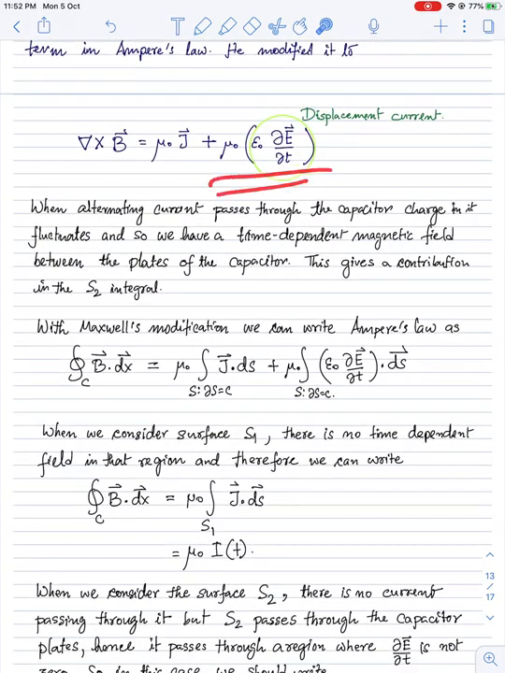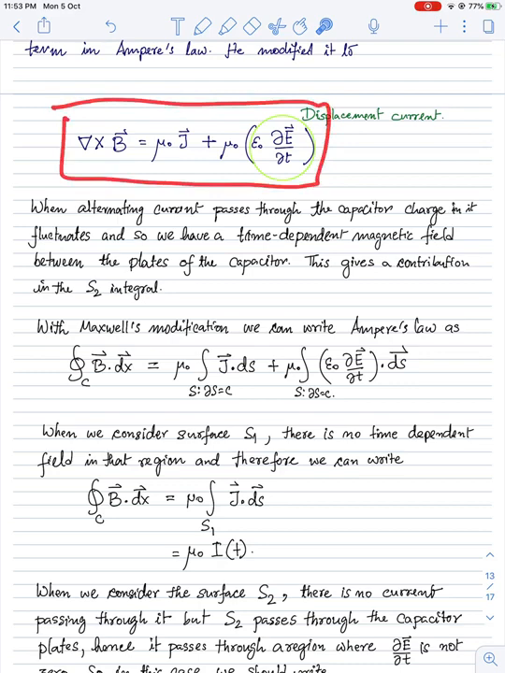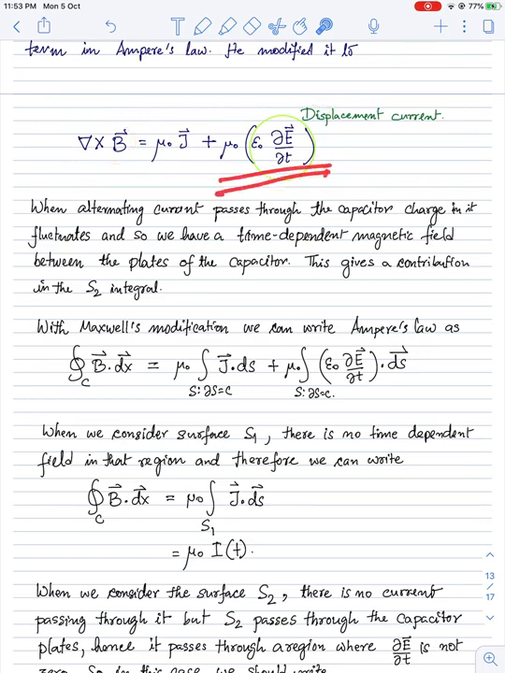So when we did this integral over surface S1, we get the same value, and when we do this integral over surface S2, we also get the same value if we have this additional Maxwell term, this displacement current, in Ampere's law. This example demonstrates the importance of this del E del T term. Otherwise things will become inconsistent. These line integrals of magnetic field will become inconsistent if we don't have this term.